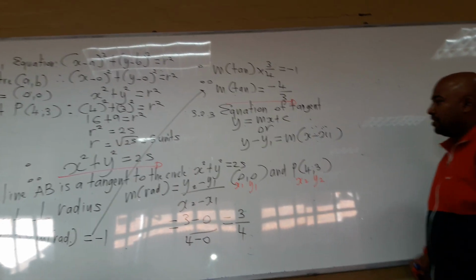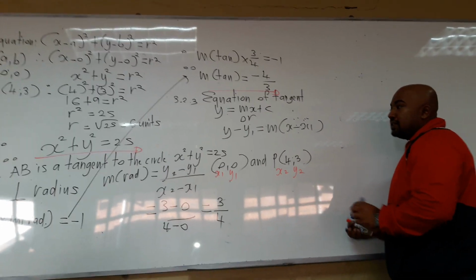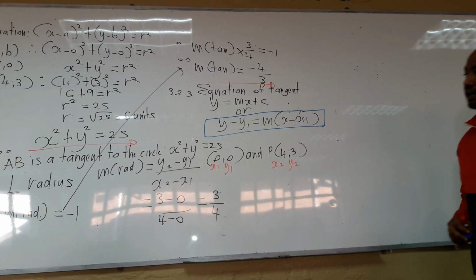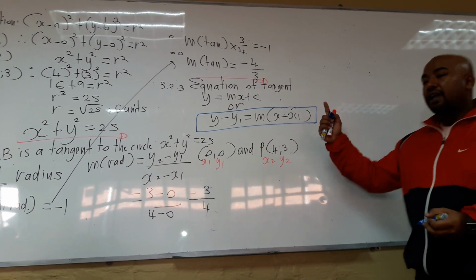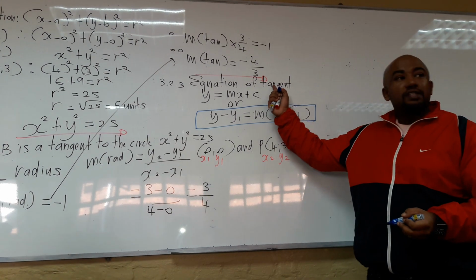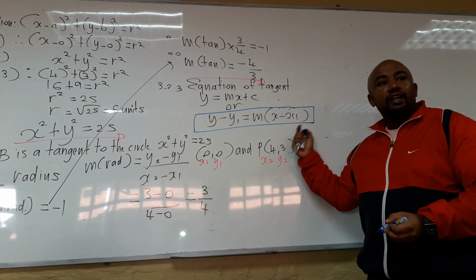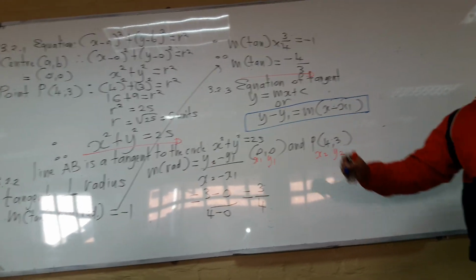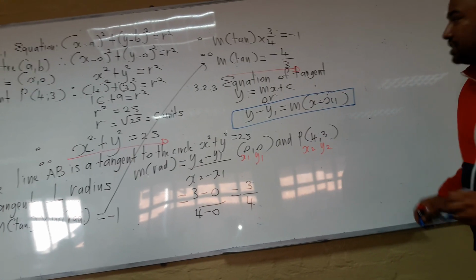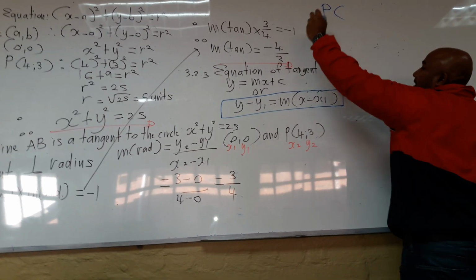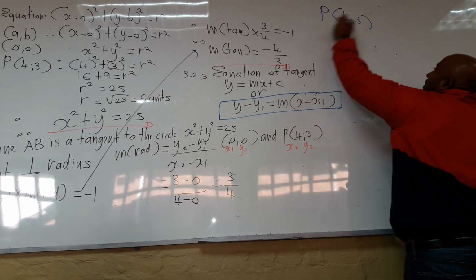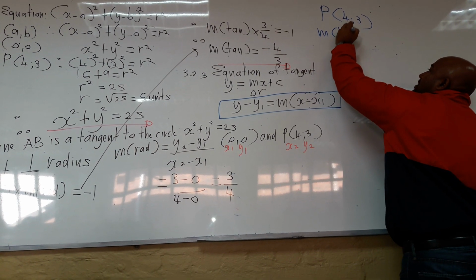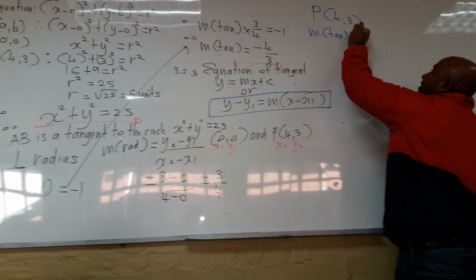Let me use the point gradient form. That is the one that I want to use. All I need is one point on the tangent, and I need the gradient of the tangent. Do I have a point on the tangent? Yes, we have a point on the tangent. We have P. What is P? (4, 3). Do we have the gradient of the tangent? So m tangent is equal to 3 over 4.